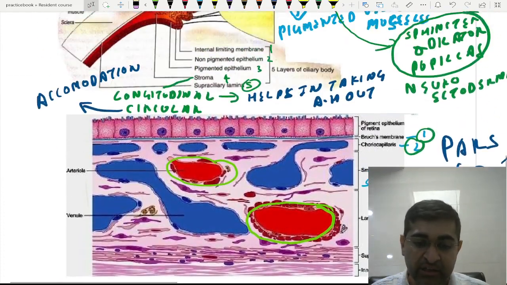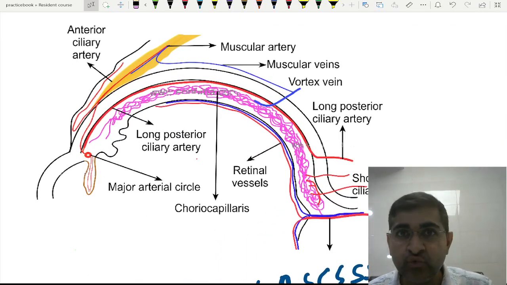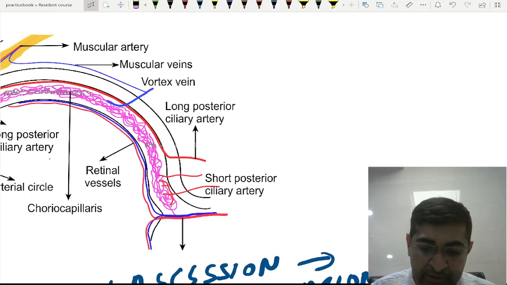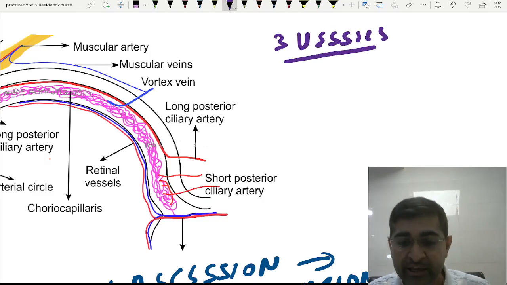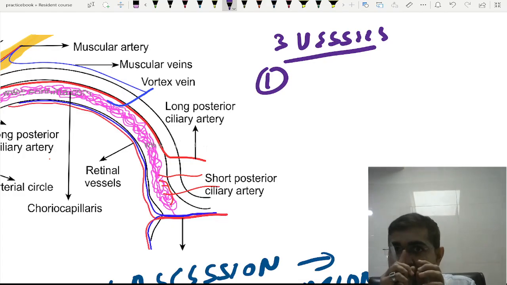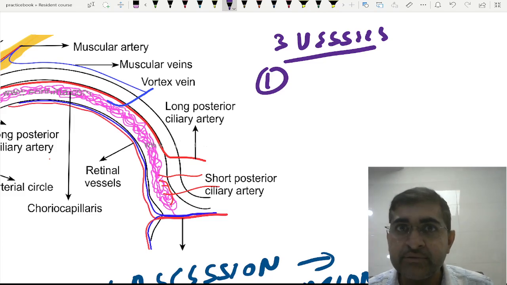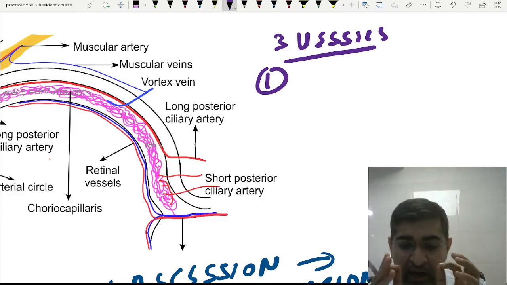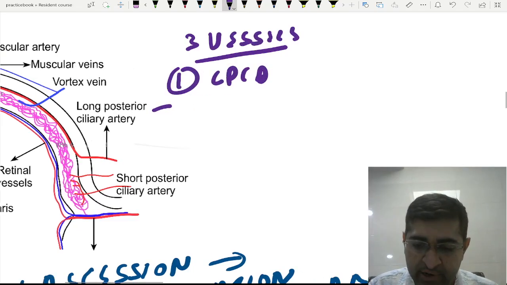Okay, now having done this, let's quickly do the blood supply of the uvea. Please understand, the blood supplied to the uvea is via 3 main vessels. One is the long posterior ciliary artery. One long posterior ciliary artery lies on the nasal side, another lies on the temporal side. They are unbranched and go till the root of the iris. So there are 2 branches. One is your long posterior ciliary artery. I am writing it here.